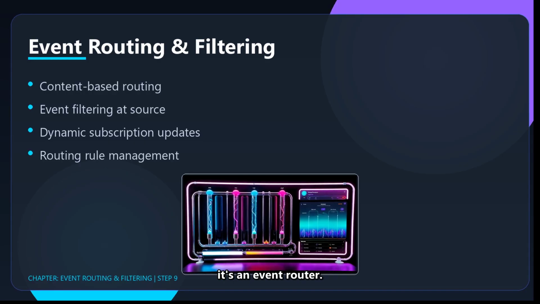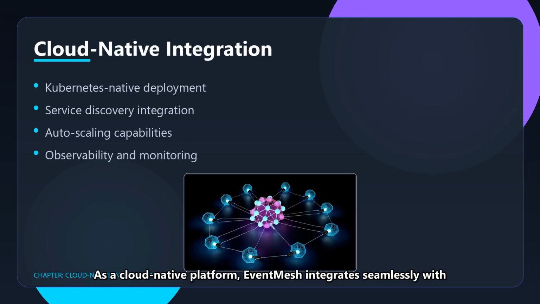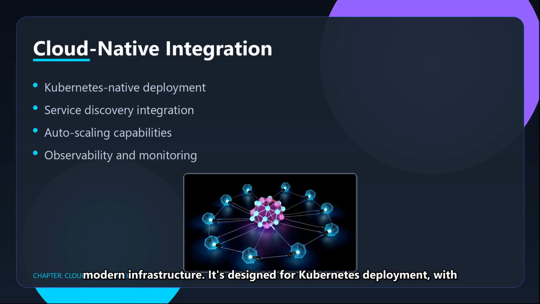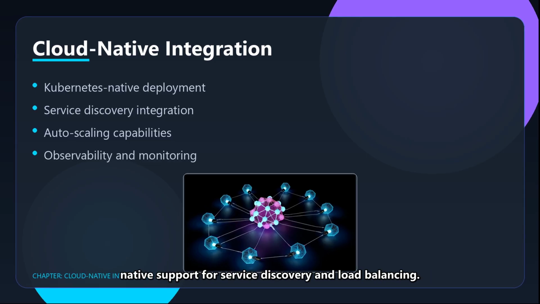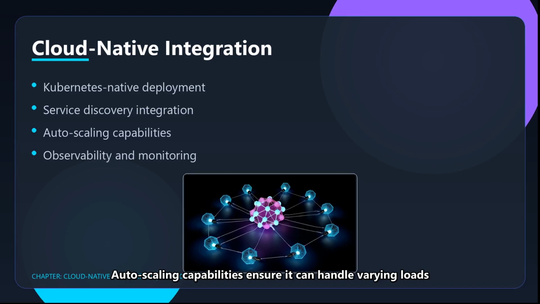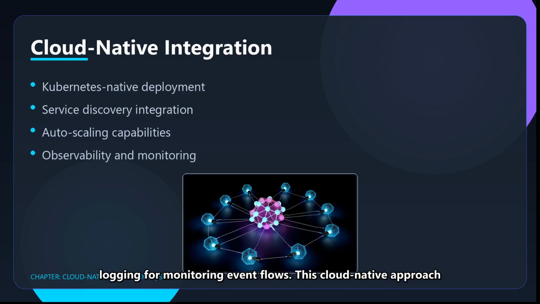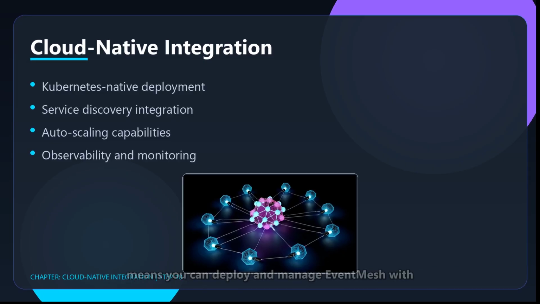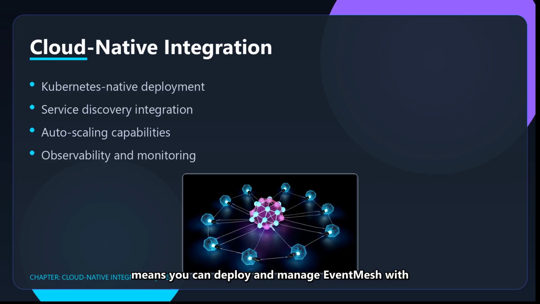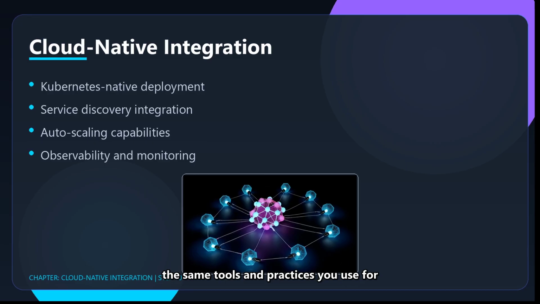It's an event router. As a cloud-native platform, EventMesh integrates seamlessly with modern infrastructure. It's designed for Kubernetes deployment, with native support for service discovery and load balancing. Auto-scaling capabilities ensure it can handle varying loads efficiently. Built-in observability features provide metrics, tracing, and logging for monitoring event flows. This cloud-native approach means you can deploy and manage EventMesh with the same tools and practices you use for your other cloud services.